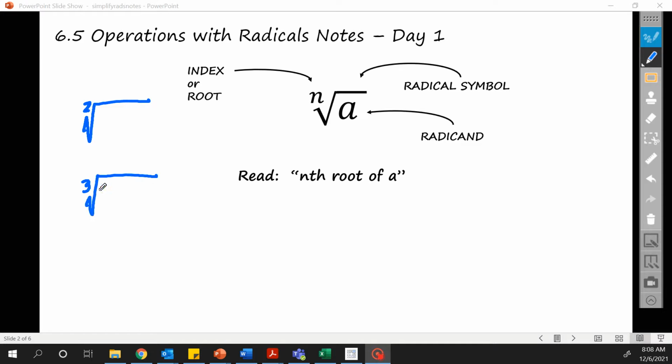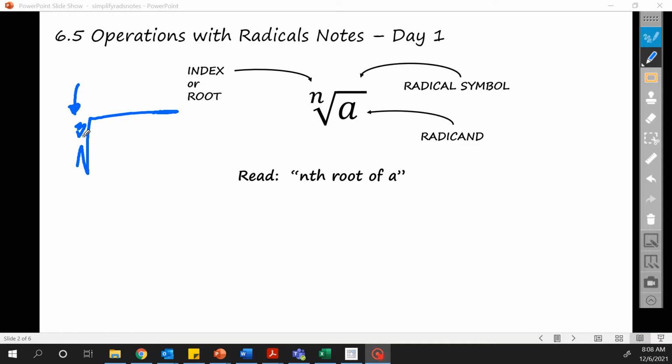Sometimes you could have 3, which would be a cubed root. You could have 4. You can really have any integer, well, not integer, but any natural number for your index. What the index tells us, when you're taking a square root of something or a cubed root of something, of a value, is how many of a certain factor you need before you can bring one of those numbers to the outside of the radical.